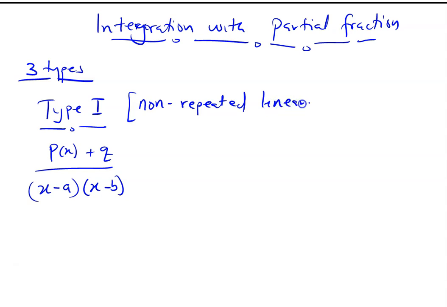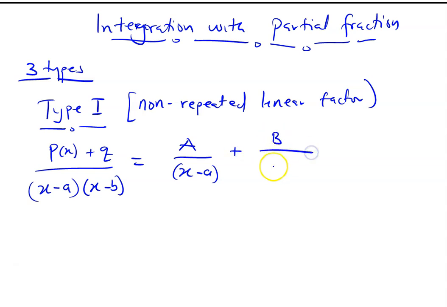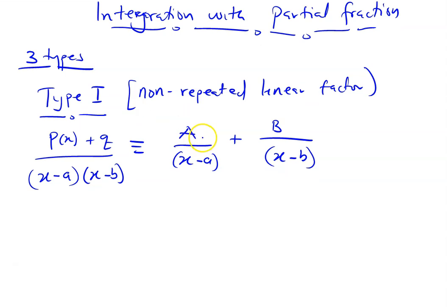Linear factors or factor. Do you get it? So with this one, if I want to split it, then the rule is that I write A on x minus a, for the first one, plus B on x minus b. That is an identity of what is at the left hand side.